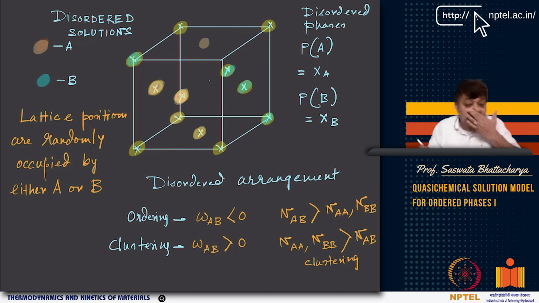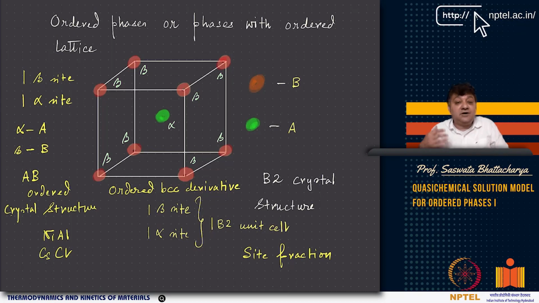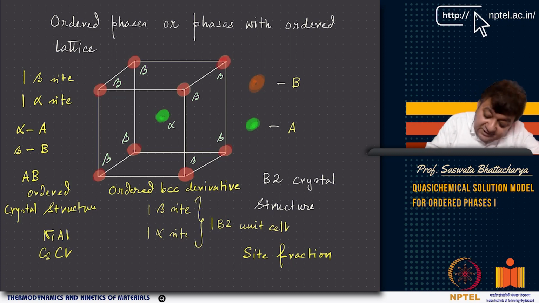So if you have disordered phases, now if I want to model ordered phases, that is phases with an ordered lattice, for example, you are looking at this structure. This is a body centered cubic structure. However, I have given two different colors.